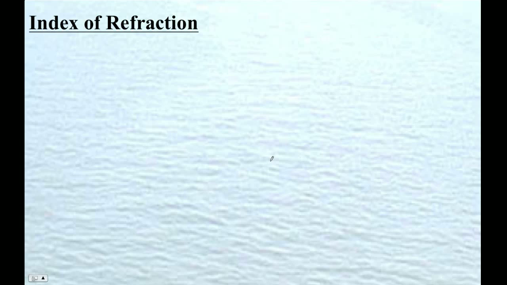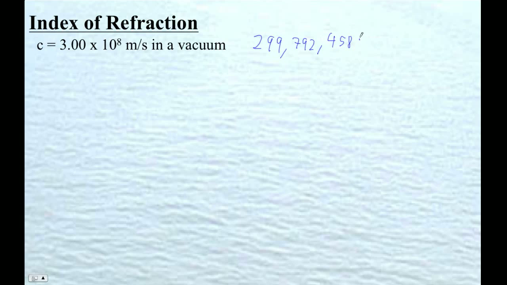What I want to do here is just explain how to use the index of refraction. Here's the basic concept: the speed of light in a vacuum is 3.00 times 10 to the 8th, okay? Now my geeky calculator, if I ask it what c is, it actually is 299,792,458 meters per second. And I don't think that's changed since this calculator's been programmed, right?